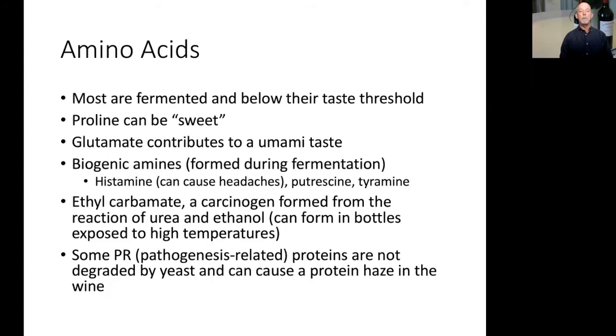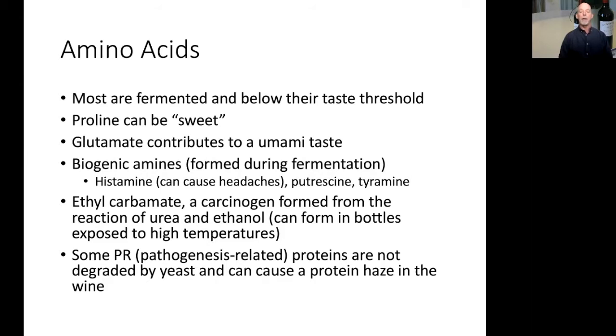And I mentioned amino acids. Amino acids are the building blocks for proteins. Most of them are fermented and below the taste threshold. So most of the proteins during fermentation are degraded into amino acids, and the yeast utilizes amino acids for their own metabolism. One amino acid that contributes a sweet characteristic is called proline.